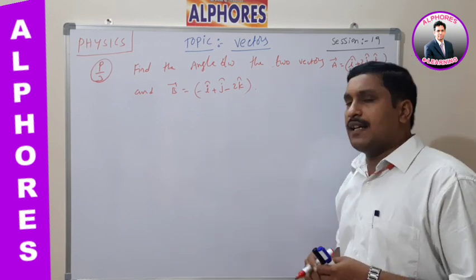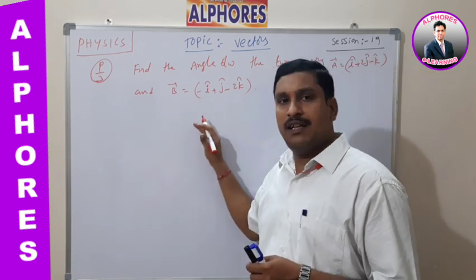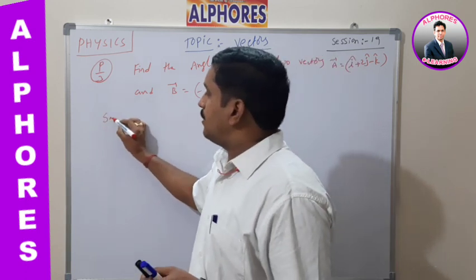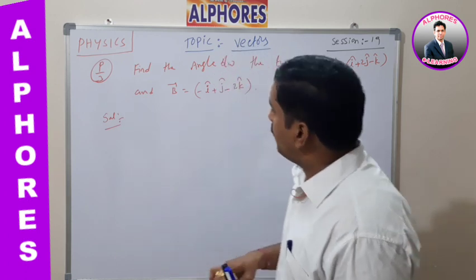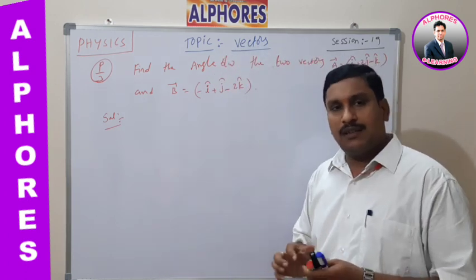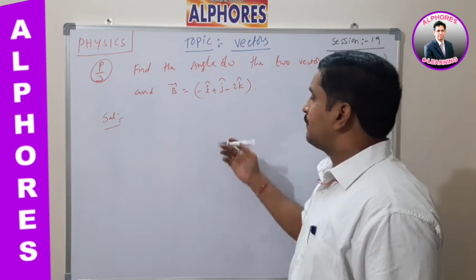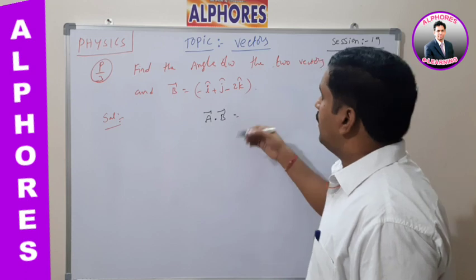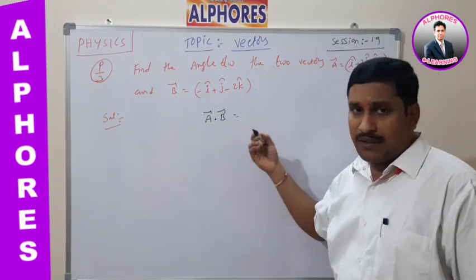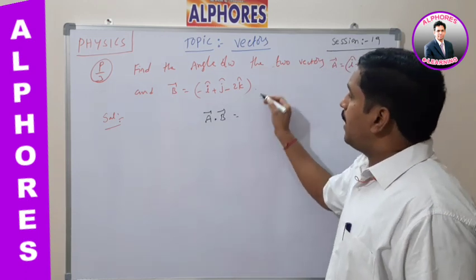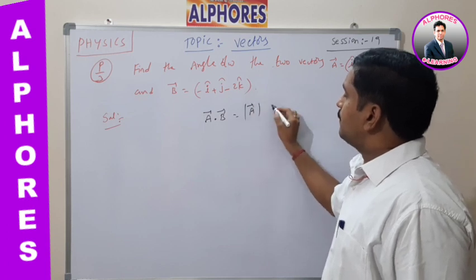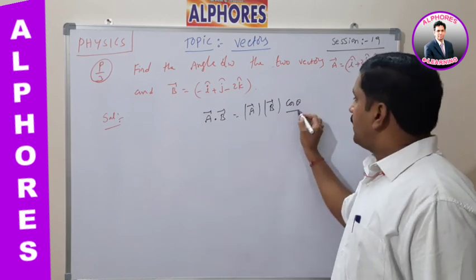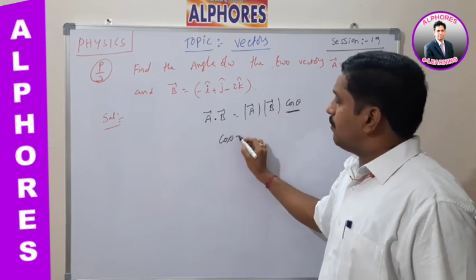So what is the concept related to the angle between two vectors? It is the concept of the dot product of two vectors. Before going to the solution, you have to remember the formula for the dot product. A bar and B bar are the two vectors. The dot product is the product of the magnitudes of the vectors and the cosine of the angle between them, that is, magnitude of A bar into magnitude of B bar into cos theta.